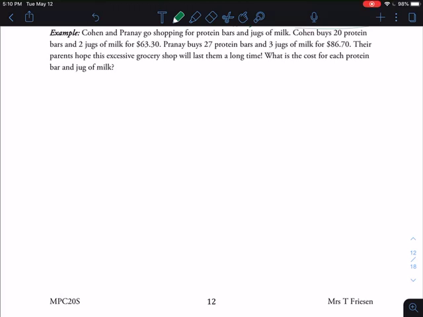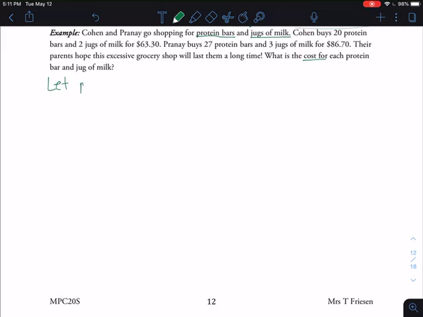Okay, so Cohen and Brenna go shopping for protein bars and jugs of milk. First thing we're noticing, we have two different things that we are looking for their cost. So those are going to be our two variables. Then we know information about them. So before I even make the equations, I'm going to assign some variables. People did forget about that quite often anytime I've taught this, so don't do that. Remember to define your variables.